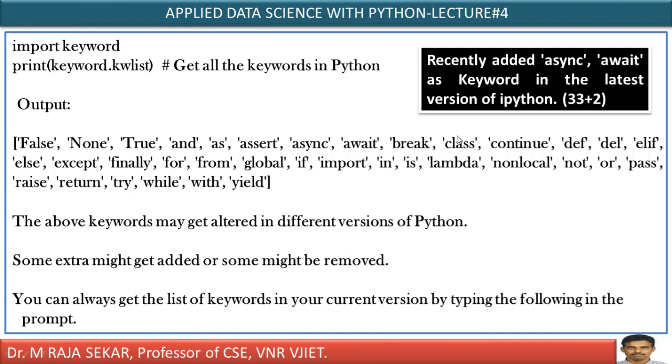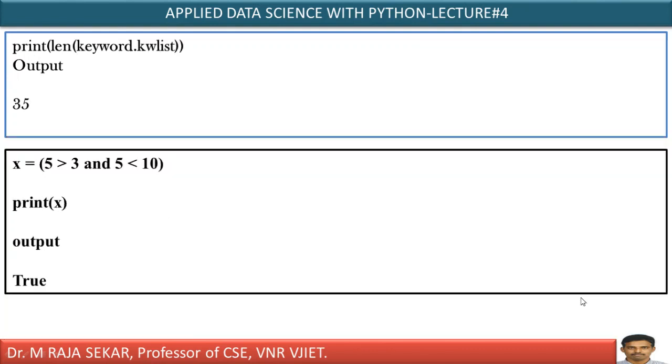How are we getting 35? Recently added async. Async and await are keywords in the latest version. Previously there were 33. Now 2 keywords are added. Therefore, in the recent version you have 35 keywords. You can always get the list of keywords in your current version by typing the following in the prompt. Print means it will print. It is just like the printf function in C language.